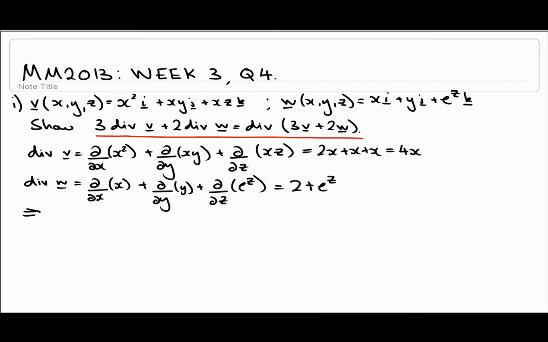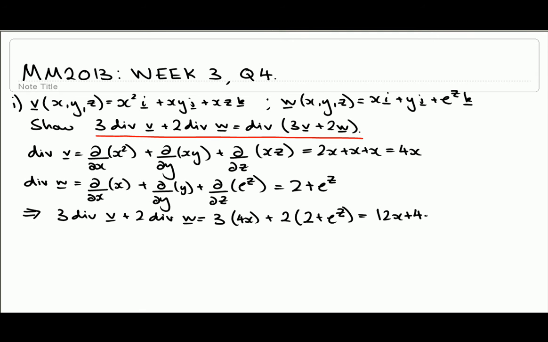So that implies that 3 div of v plus 2 div of w is equal to 3 lots of 4x plus 2 lots of 2 plus e to the z, and in total that gives us 12x plus 4 plus 2e to the z.